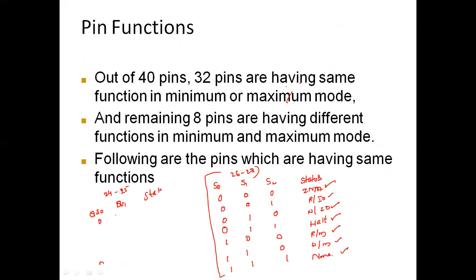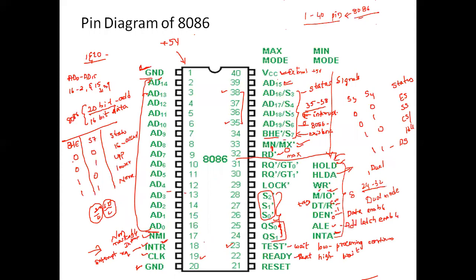If both are 0, it performs no operation. If it is 0 and 1, it fetches the first byte from the queue. If it is 1 and 0, it empties the queue. And if it is 1 and 1, it fetches the subsequent byte from the queue. So that is corresponding to QS0 and QS1.